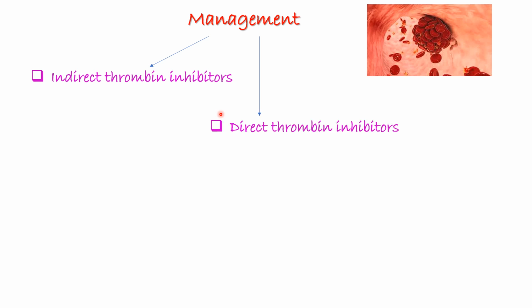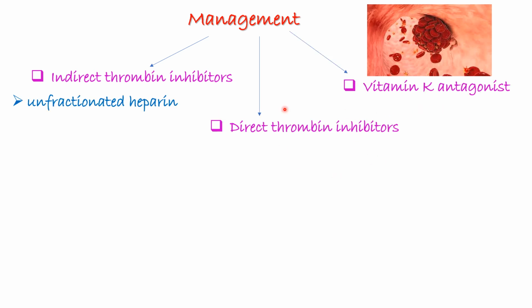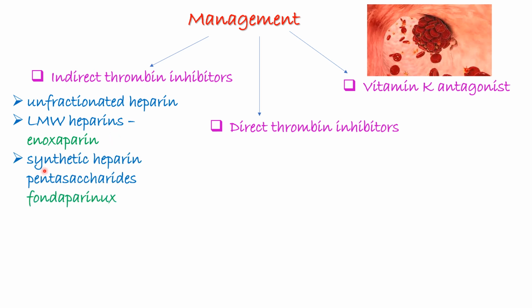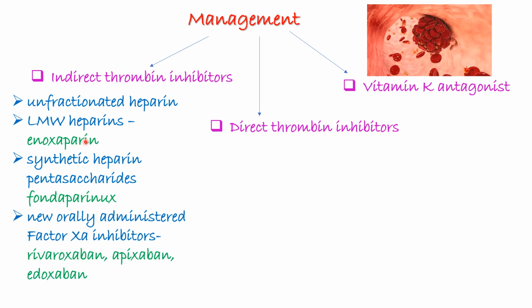So we are going to discuss briefly the classes of anticoagulants. The classes of anticoagulants we have are indirect thrombin inhibitors, direct thrombin inhibitors, and then vitamin K antagonists. In terms of indirect thrombin inhibitors, we have the heparins. In terms of the heparins, we have unfractionated heparin. We have low molecular weight heparin, that is enoxaparin as an example. We have synthetic heparin, that is a synthetic heparin pentasaccharide, that is fondaparinux. Those are the heparins.